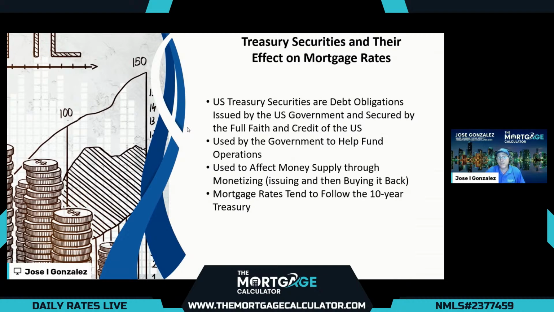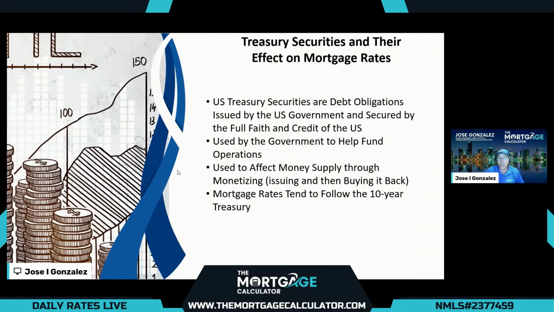They're used to affect the money supply through monetizing, which means issuing the security by the U.S. Treasury, like I mentioned, and then the Federal Reserve buying them back. And one thing to note when you are looking at what's going on with the Treasury securities, it's good to follow the 10-year Treasury because mortgage rates tend to follow the movement on the 10-year Treasury. Now, that's not the only thing that's going to affect mortgage rates.